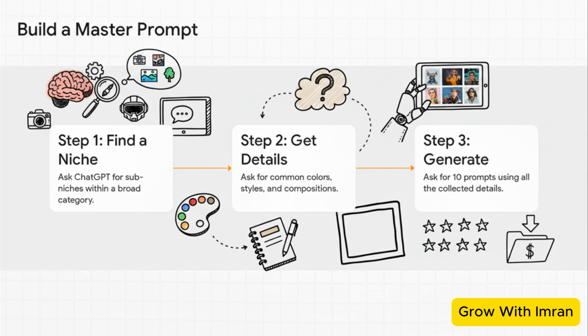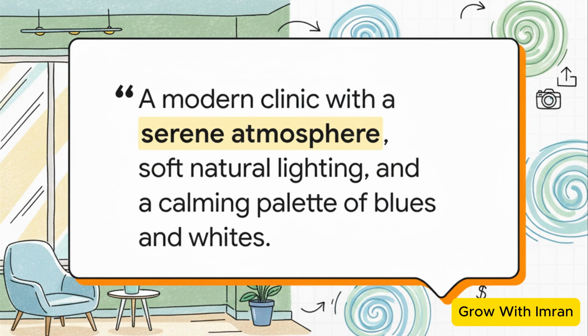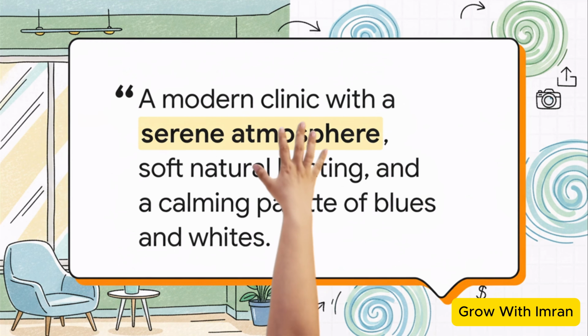It's that easy. And check this out. This is what that process spits out. See how it doesn't just say a doctor's office? No way. It gets specific. It talks about a serene atmosphere, soft, natural lighting, and even a calming color palette. That level of detail right there is the secret sauce that separates a so-so image from a bestseller.